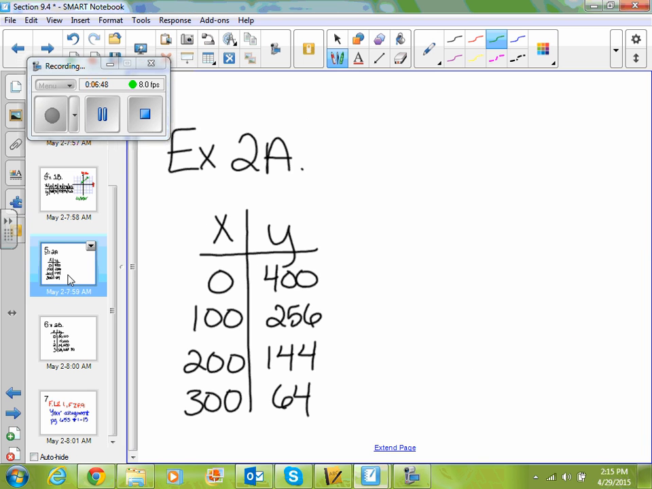No. Okay. Second part of what you're going to do today is you're going to take a table of values, and you're going to decide based on the table if it's linear, quadratic, or exponential. And so, in order to be linear, it has to have constant first differences. So if I find my differences, okay, so minus 144. So to get from 400 to 256, I subtract 144.